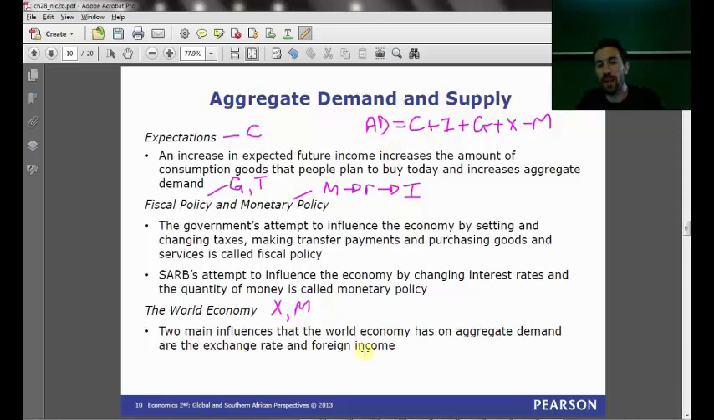When we say foreign income, remember that when we talk about imports, we normally say that imports are a function of income, which means if our imports are a function of our income, our exports are a function of the income of foreign countries. You get it? So if the income in foreign countries goes up, our exports tend to go up. In the same way that when our income goes up, we tend to import more.